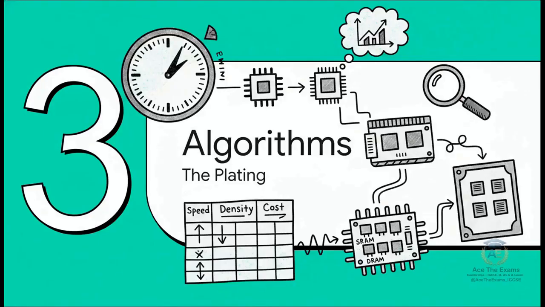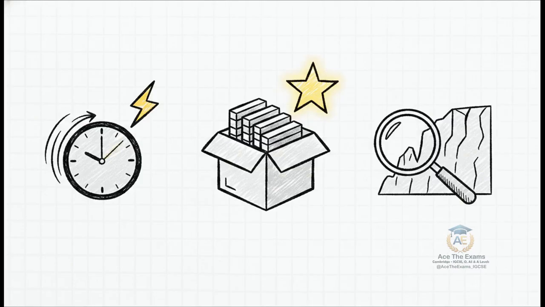Moving right along to Section 3, Evaluation and Algorithms. This is where we plate our dish and make it look perfect. To achieve top marks, you must thoroughly evaluate how time complexity, space complexity, and edge cases directly affect system performance. There is a fundamental inverse relationship between speed and density that dictates exactly where static and dynamic RAM are placed within the computer architecture hierarchy.